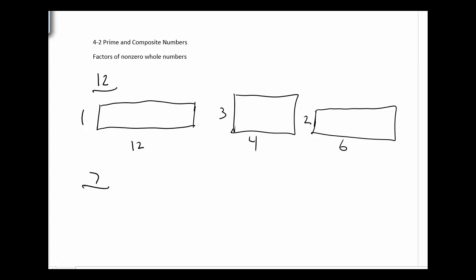Okay. What about the number 7? Obviously, we could do a 1 by 7. But that's pretty much it at that point. We don't really have any other way to rearrange the individual pieces to generate a rectangle of some kind. So there's got to be something different about the number 12 and the number 7. And the definition that we come up with is that 7 we define as a prime number, and 12 we define as a composite number.